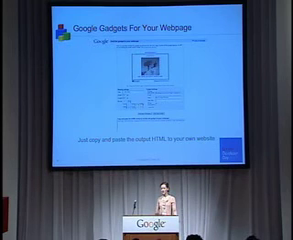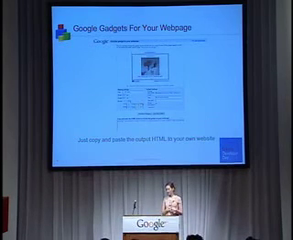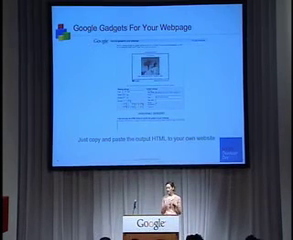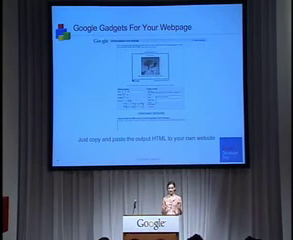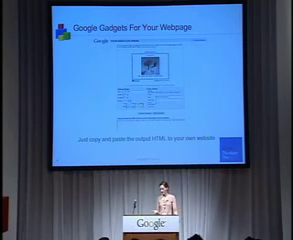So this feature is called Google Gadgets for your web page. You come to a page like this. You see the gadget that you want to add to your page. There's a live preview of it. You input all the data you want inside your gadget. So for example, this gadget takes my Picasa RSS feed and makes a slideshow inside a gadget.